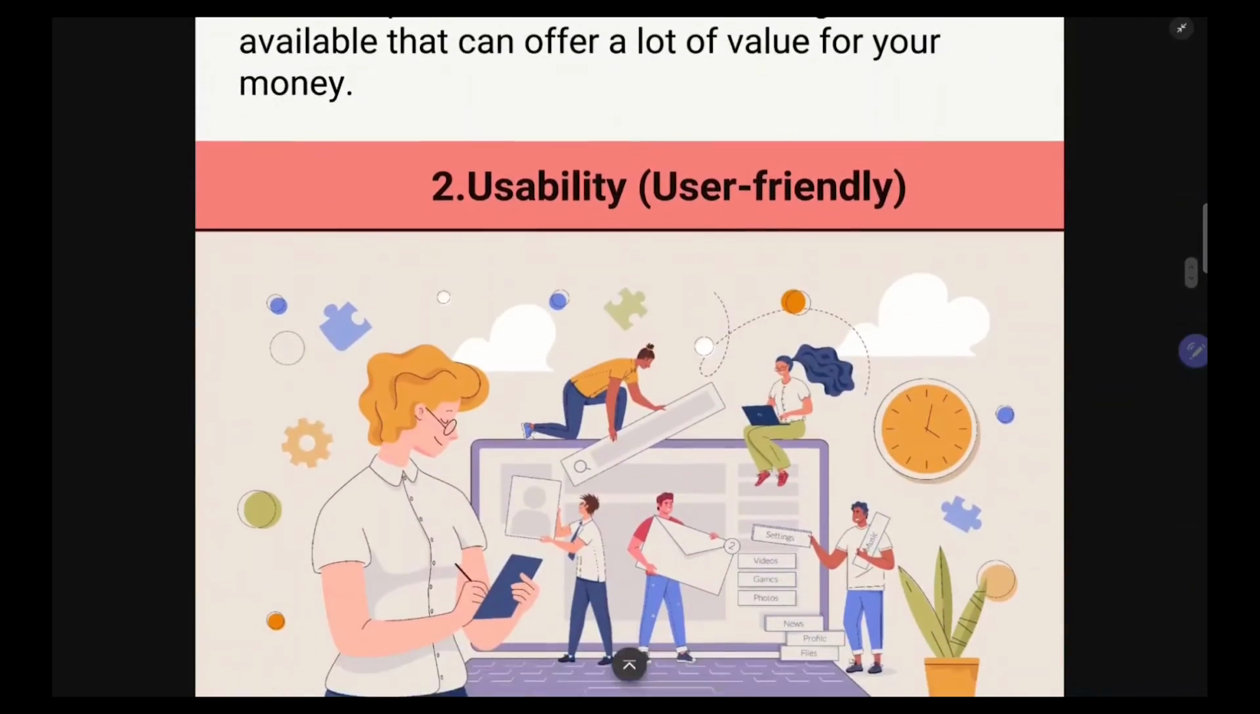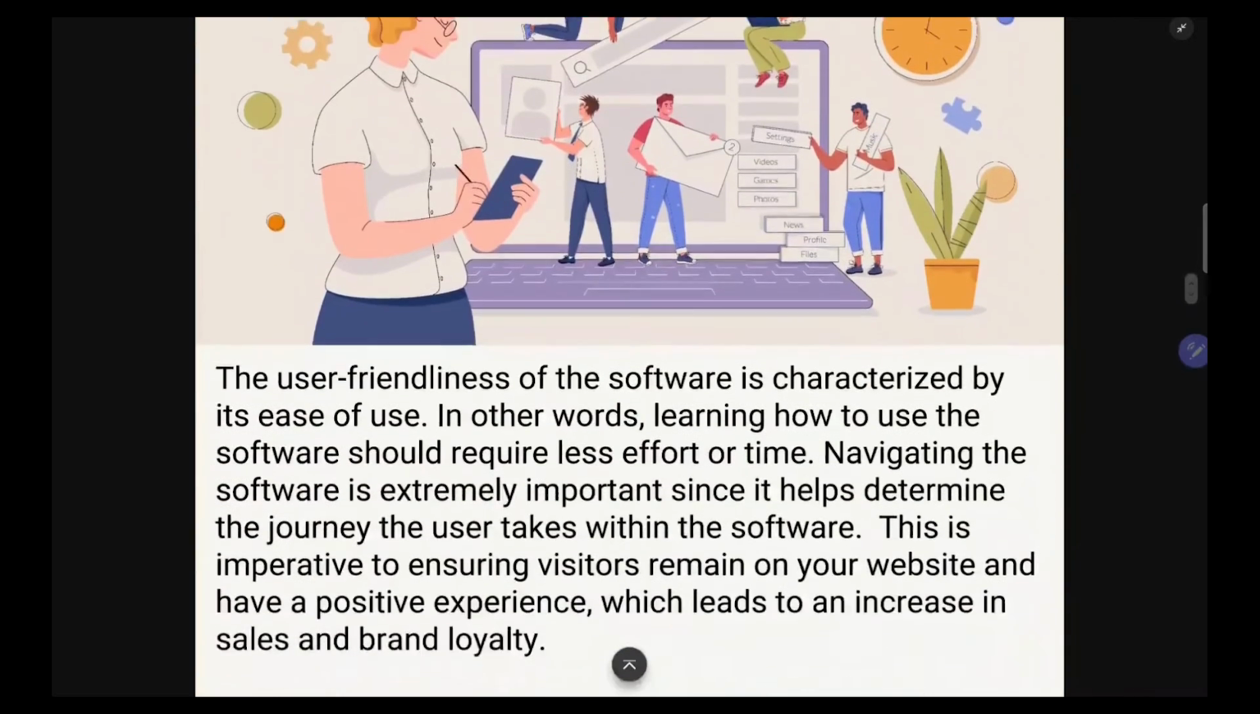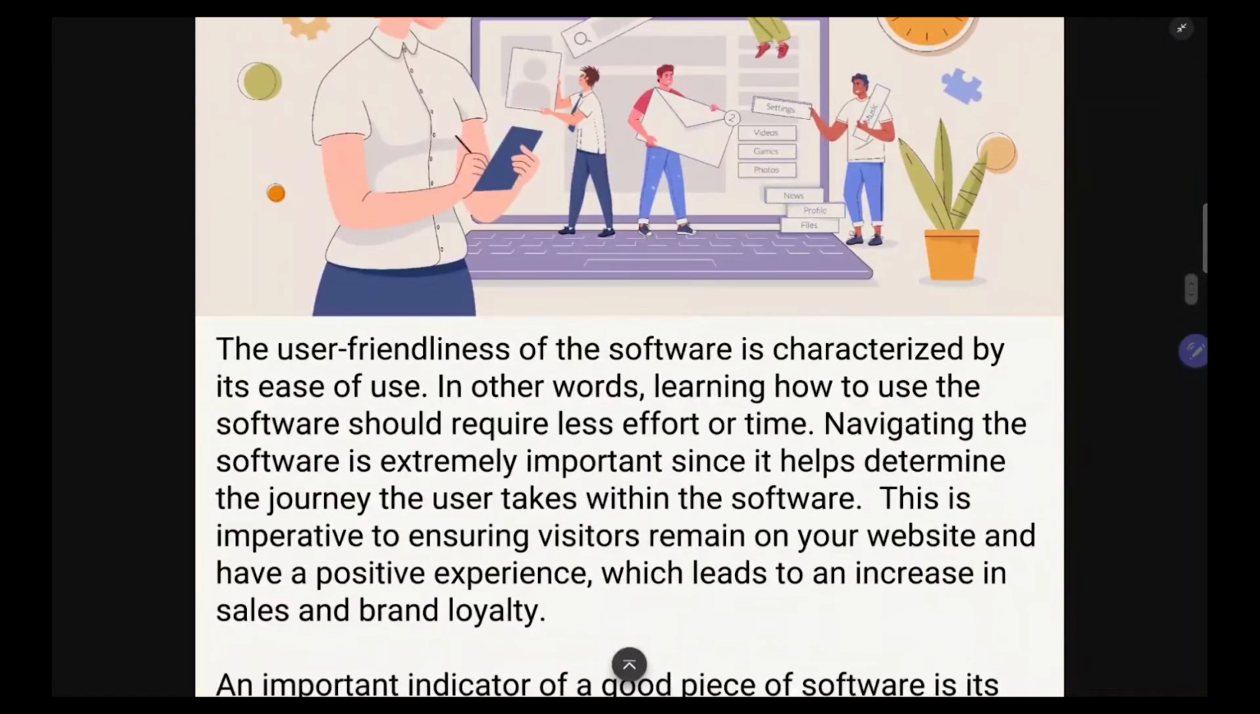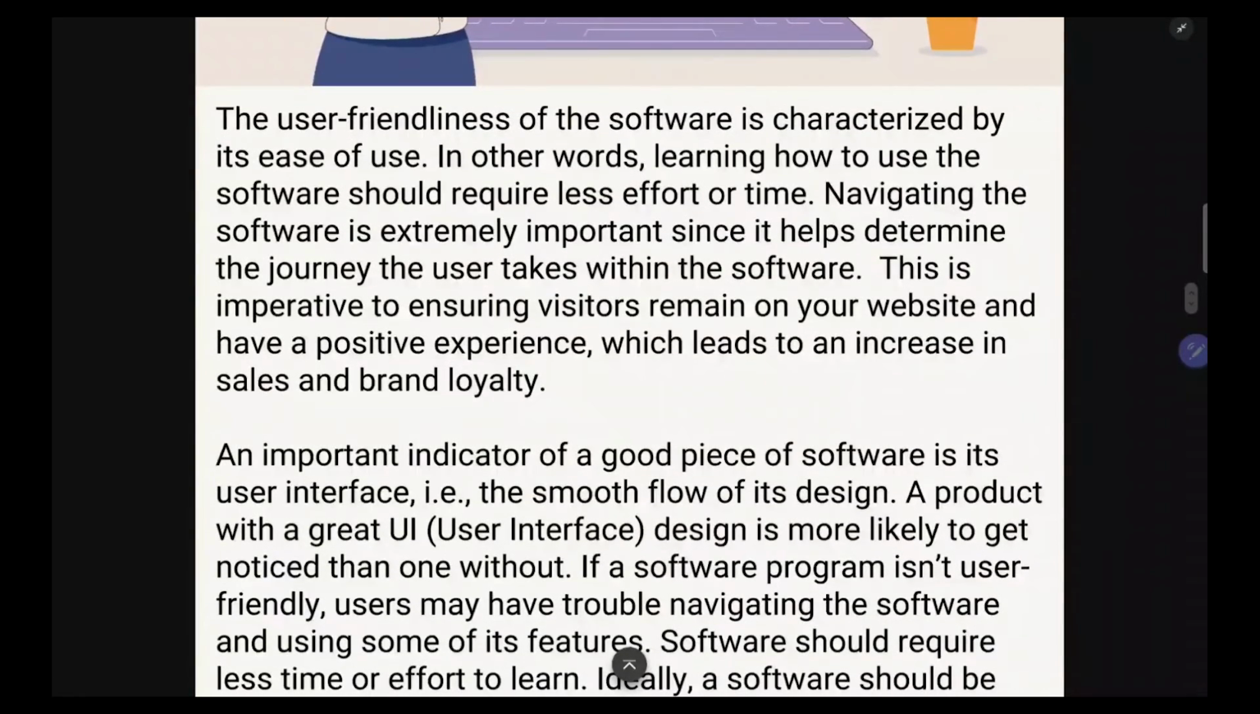Second, we have usability or user friendly. The user friendliness of software is characterized by its ease of use. In other words, learning how to use the software should require less effort or time. Navigating the software is extremely important since it helps determine the journey the user takes within the software. This is imperative to ensuring visitors remain on your website and have a positive experience, which leads to an increase in sales and brand loyalty.